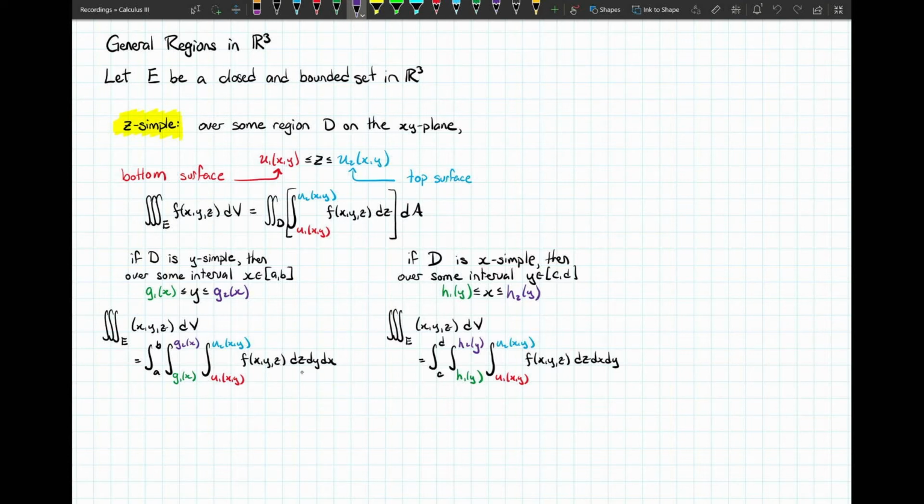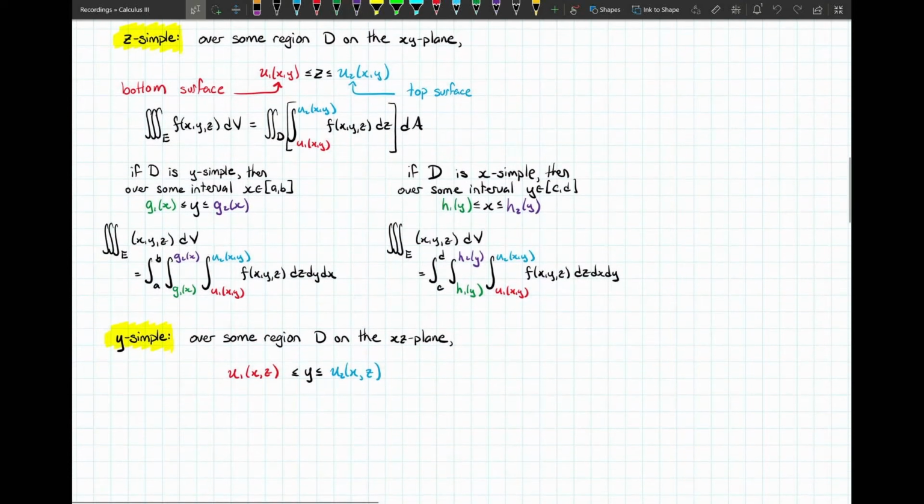So we see two orders already, dz, dy, dx, and dz, dx, dy, depending on whether or not the three-dimensional region E is z simple, and whether or not the two-dimensional region is y simple or x simple. Now, those are only two orders so far. Let's just quickly imagine what kind of orders we would get, whether this three-dimensional region E is y simple or x simple.